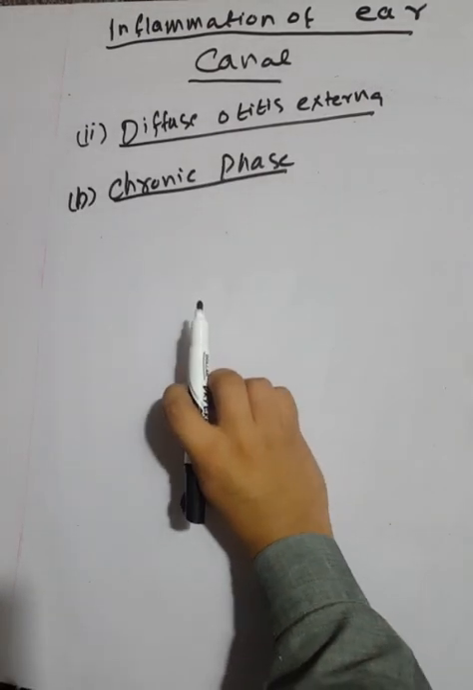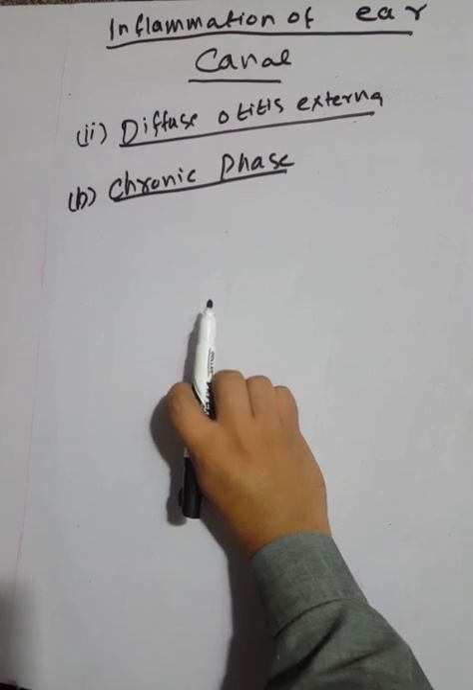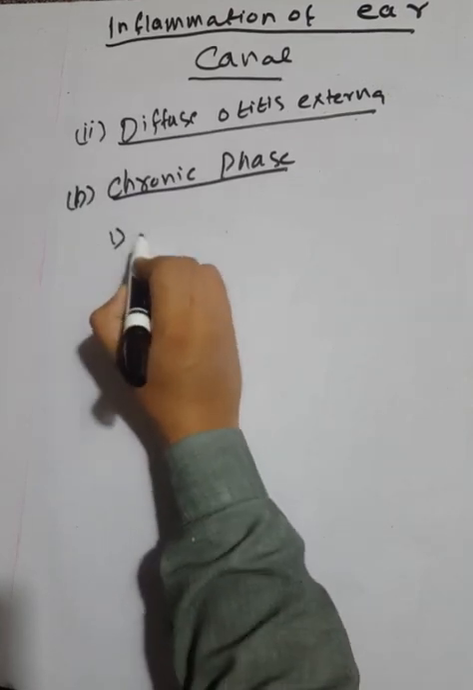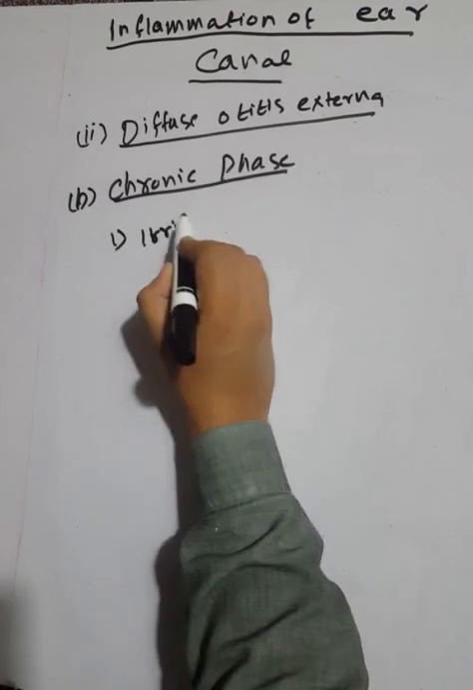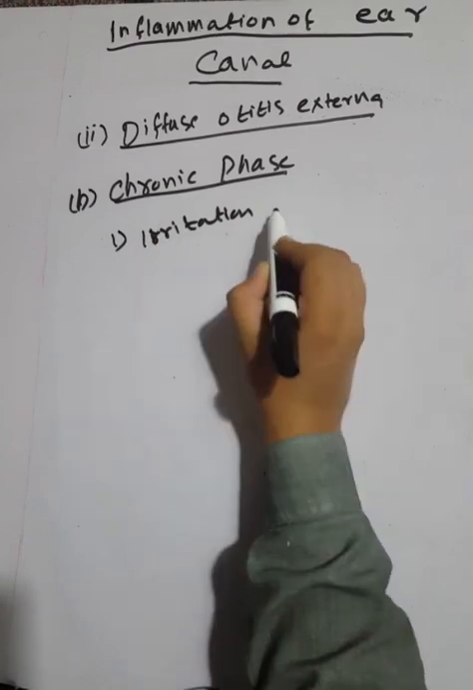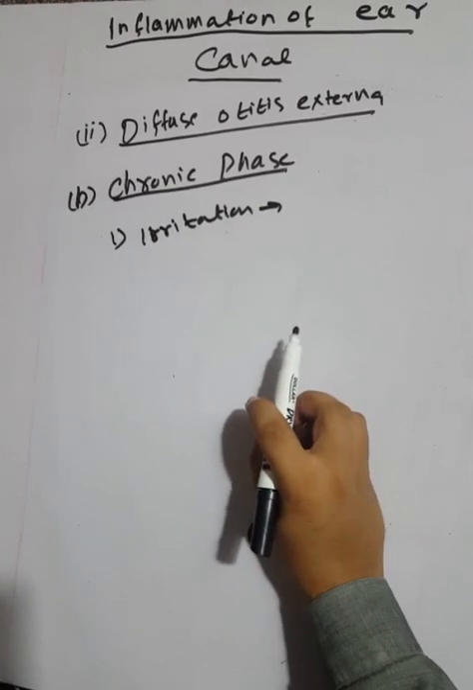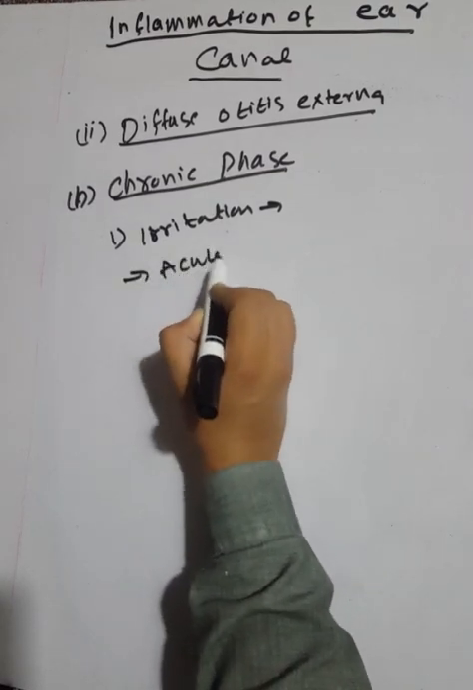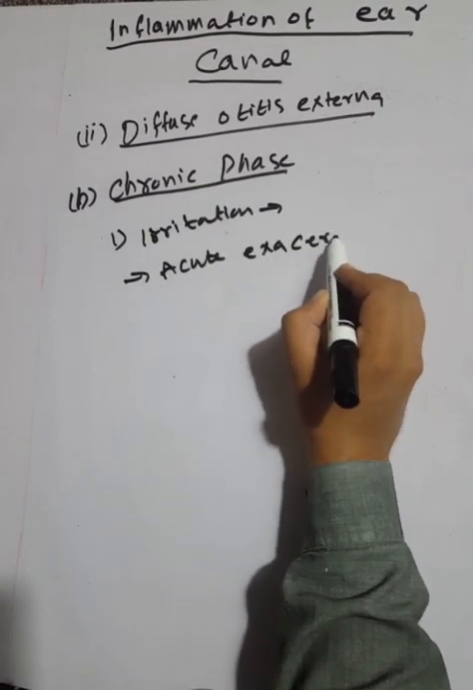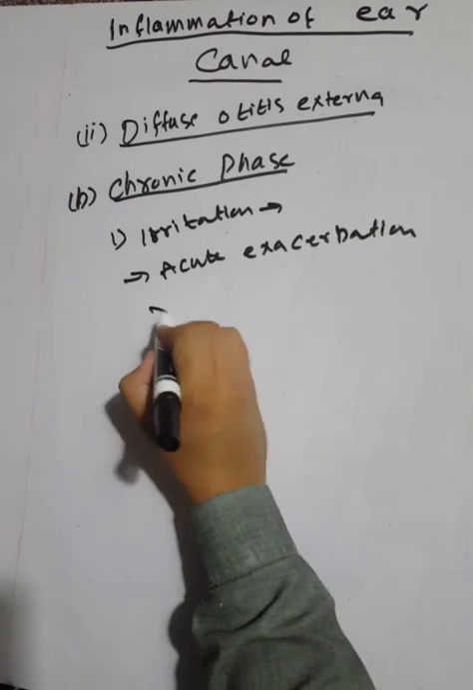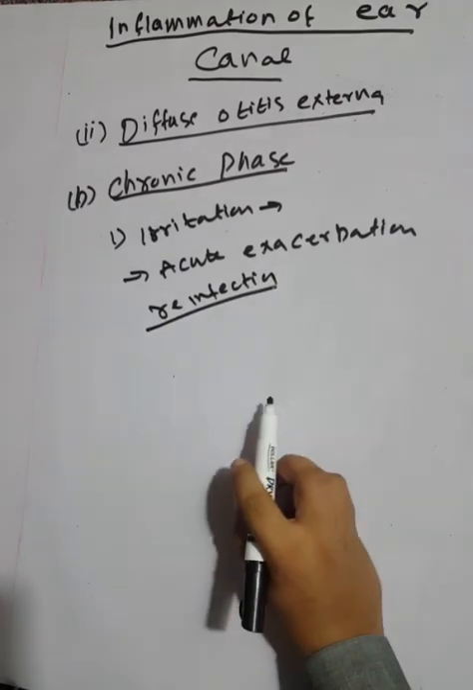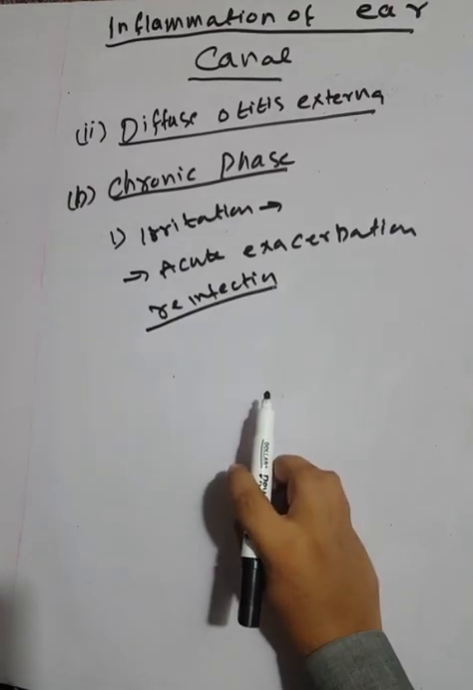The chronic phase of diffuse otitis externa is characterized by irritation and a strong desire to itch. This is responsible for acute exacerbation and reinfection. Reinfection occurs in the chronic phase because the patient itches.